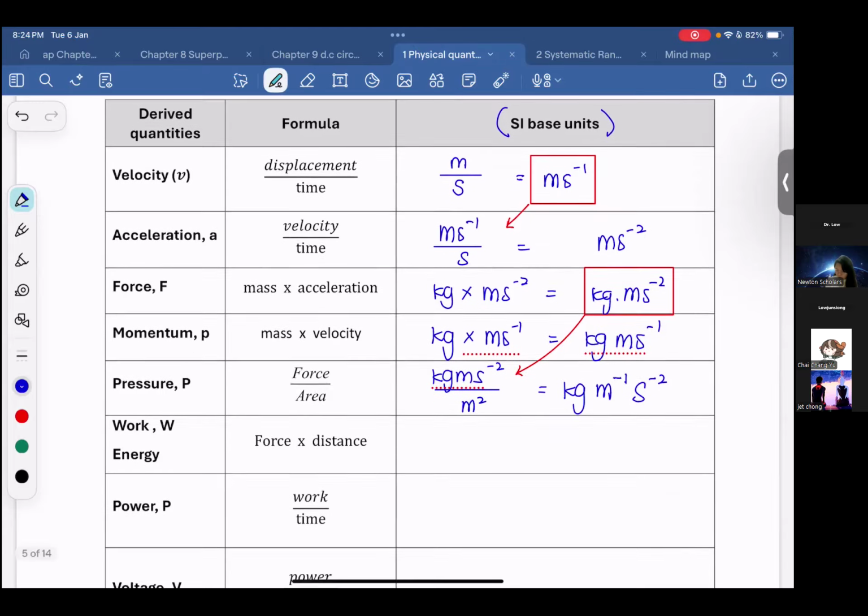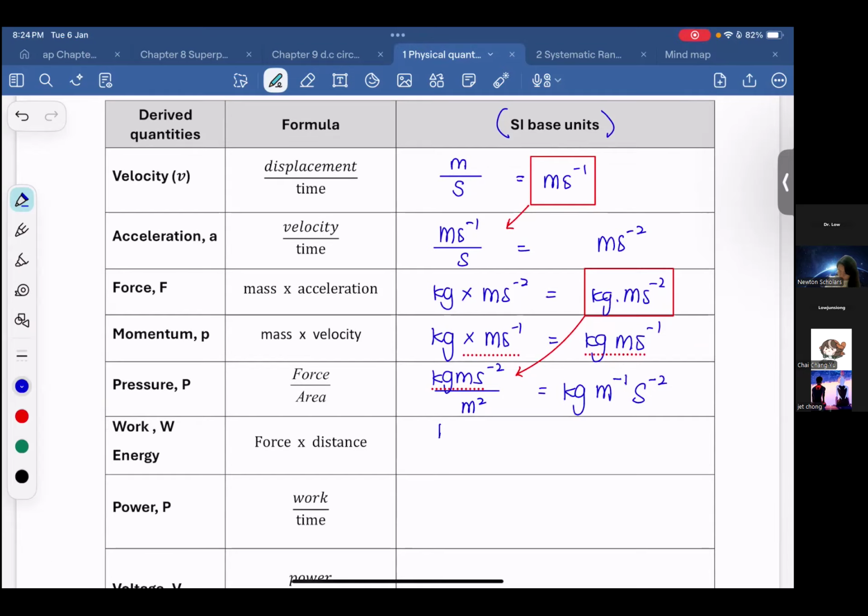Force, in terms of base unit: kg m s^-2 times distance, which is in meter. So it should be kg m^2 s^-2. Do you get the same answer as me? kg m^2 s^-2.